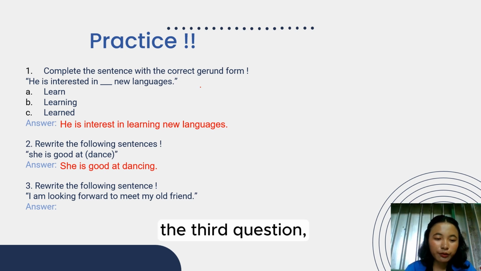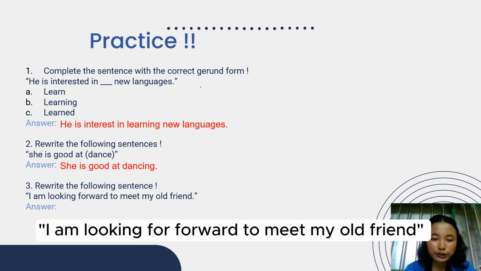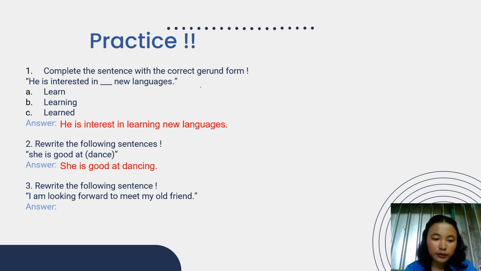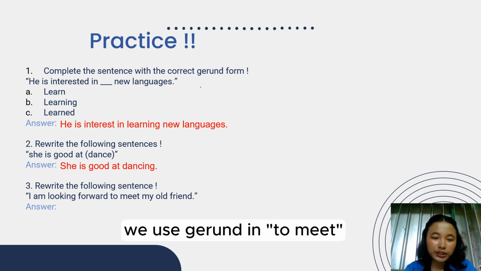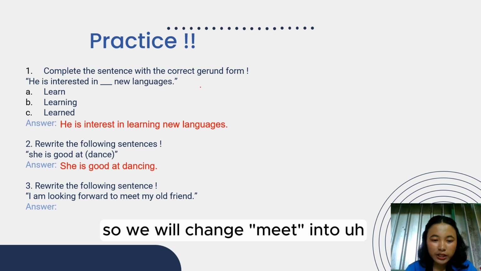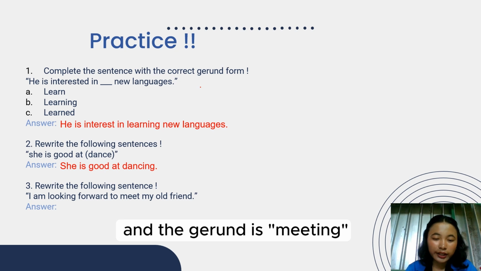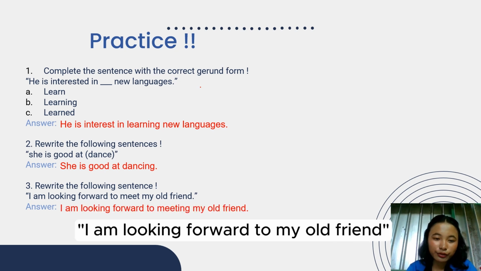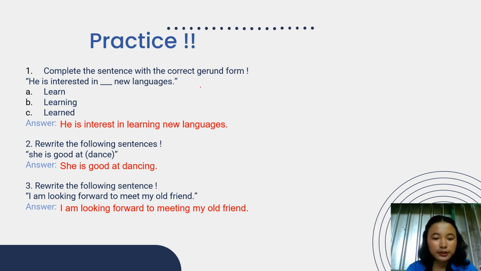The third question, "I am looking forward to meet my old friend." Here we use a gerund for to meet. So we will change meet into a gerund, and the gerund is meeting. So the correct sentence is "I am looking forward to meeting my old friend."